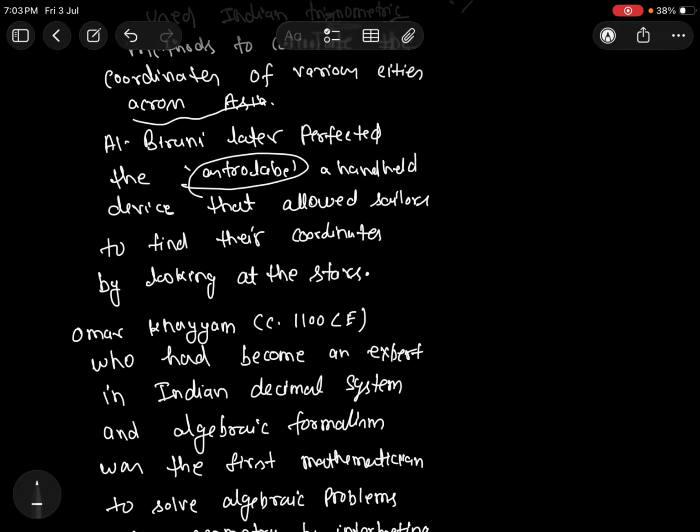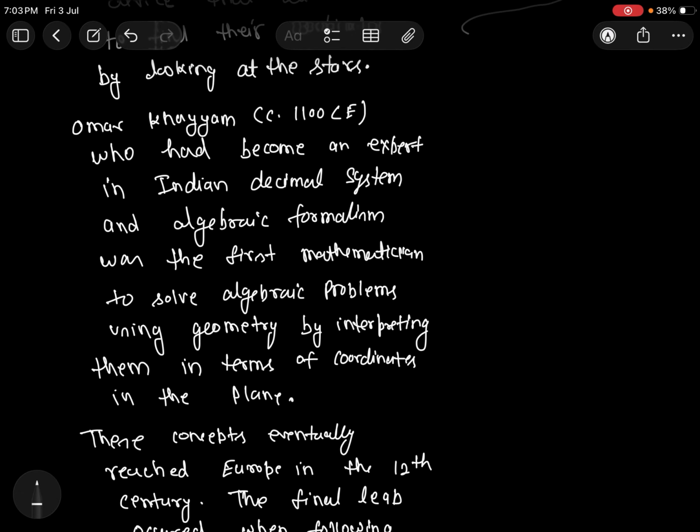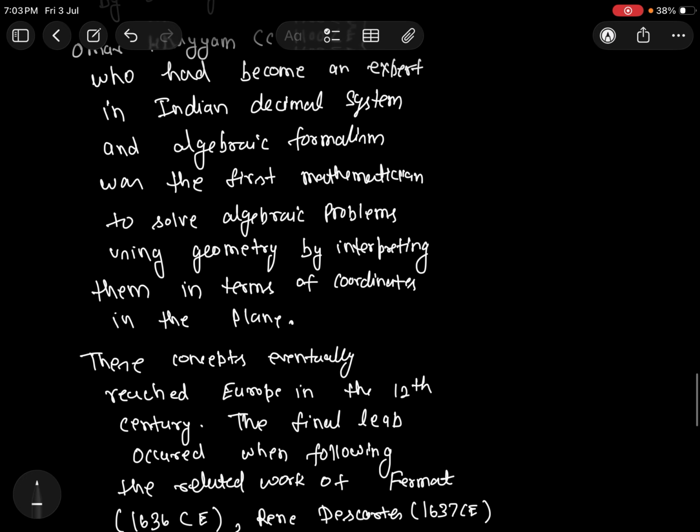Sailors means travelers who are traveling in the seas. For their coordinates, they use these devices, and this scholar perfected this device. Now comes another important event in the history of the development of the coordinate system: Omar Khayyam, who had become an expert in the Indian decimal system and algebraic formulas.